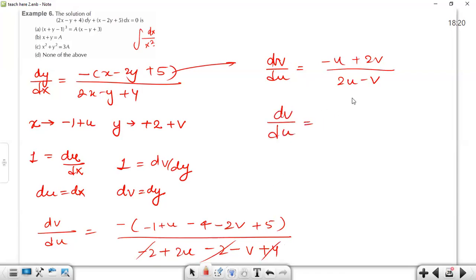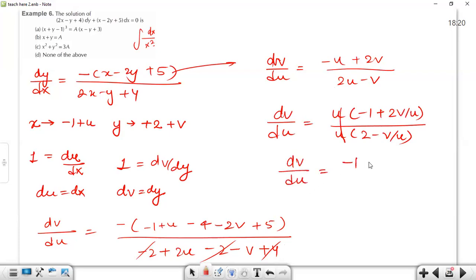Yes, sir. Now let's take u common: minus 1 plus 2 v over u. Let's take u common from the denominator also, so this will cancel each other. Now we can spot that the differential equation has converted itself into a homogeneous form, having a variable of v over u, right? Let's change color. So let v over u equal t.